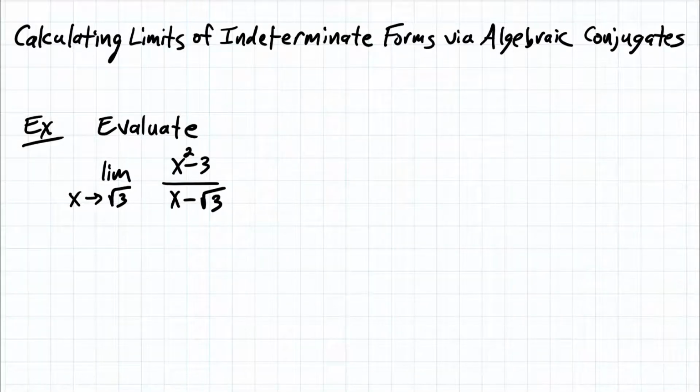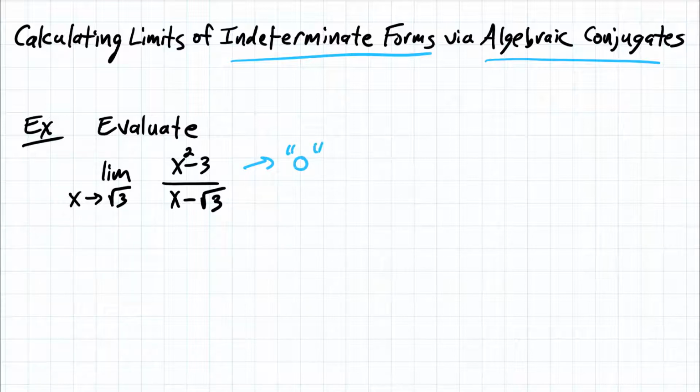All right, howdy everyone. We're going to calculate some limits of indeterminate forms with the trick of algebraic conjugates. So here's our example: x squared minus 3 all over x minus root 3 as x is converging to root 3. This is indeed an indeterminate form since the numerator is trying to converge to 3 minus 3, which is 0, and the denominator is trying to converge to root 3 minus root 3, which is 0. So this is indeterminate.